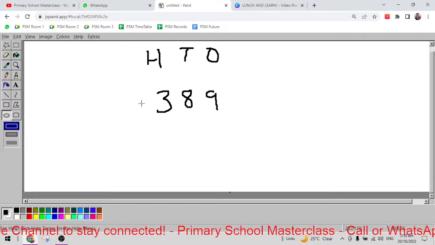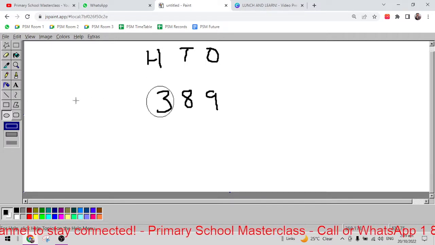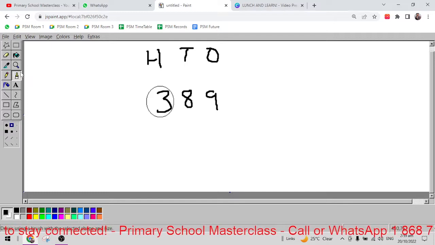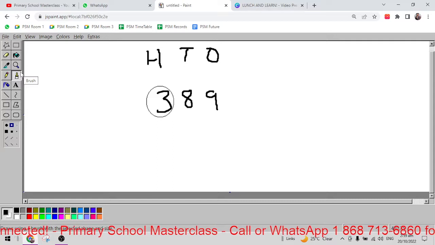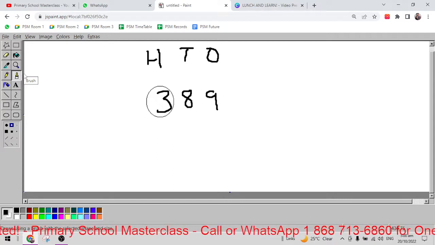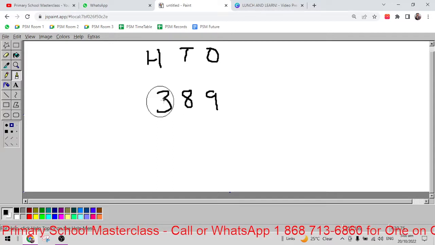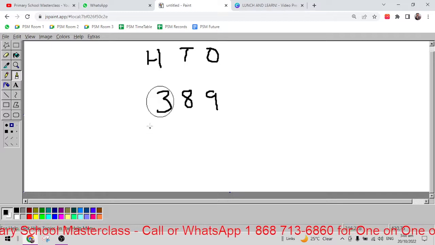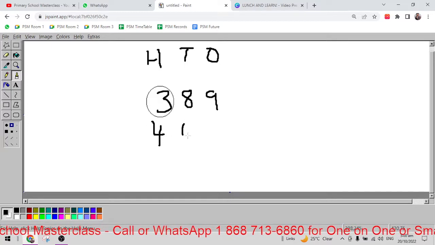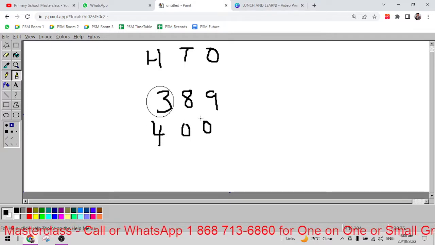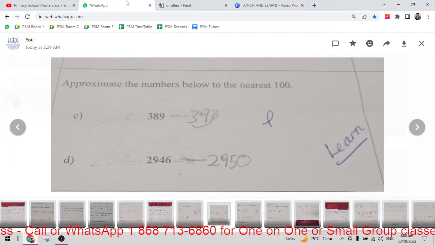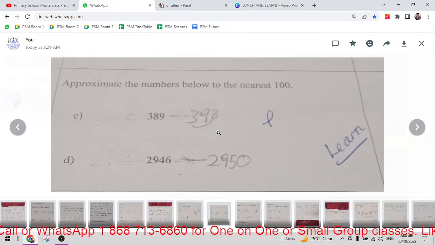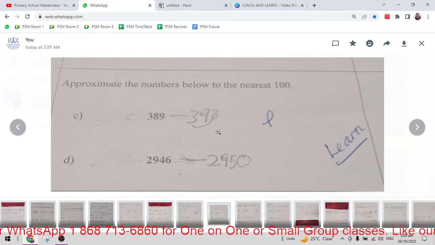So the place value in focus is 3. Is the number next to it, which is the 8, equal to 5 or greater than 5? Yes, 8 is greater than 5. So I'm going to change my 3 to a 4 and then fill with zeros. So 389 approximated to the nearest 100 is 400. Okay, good.